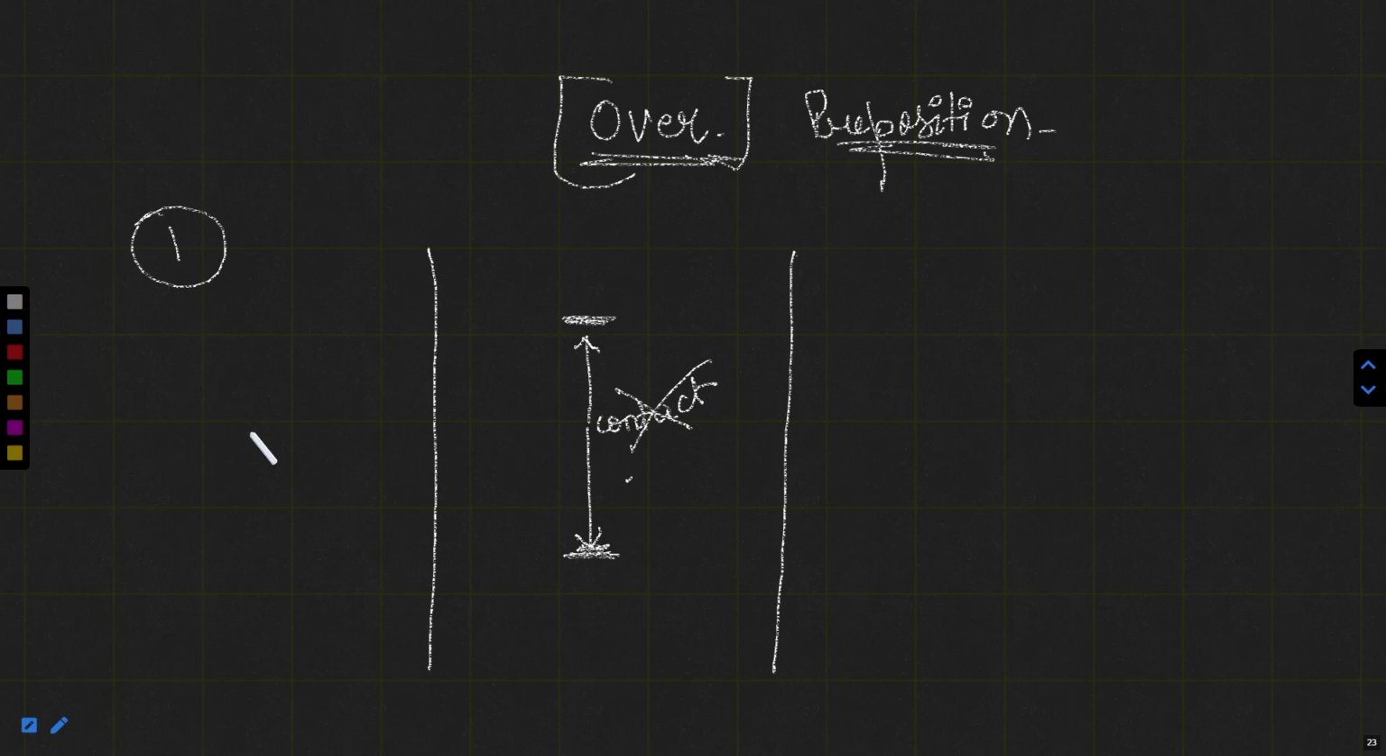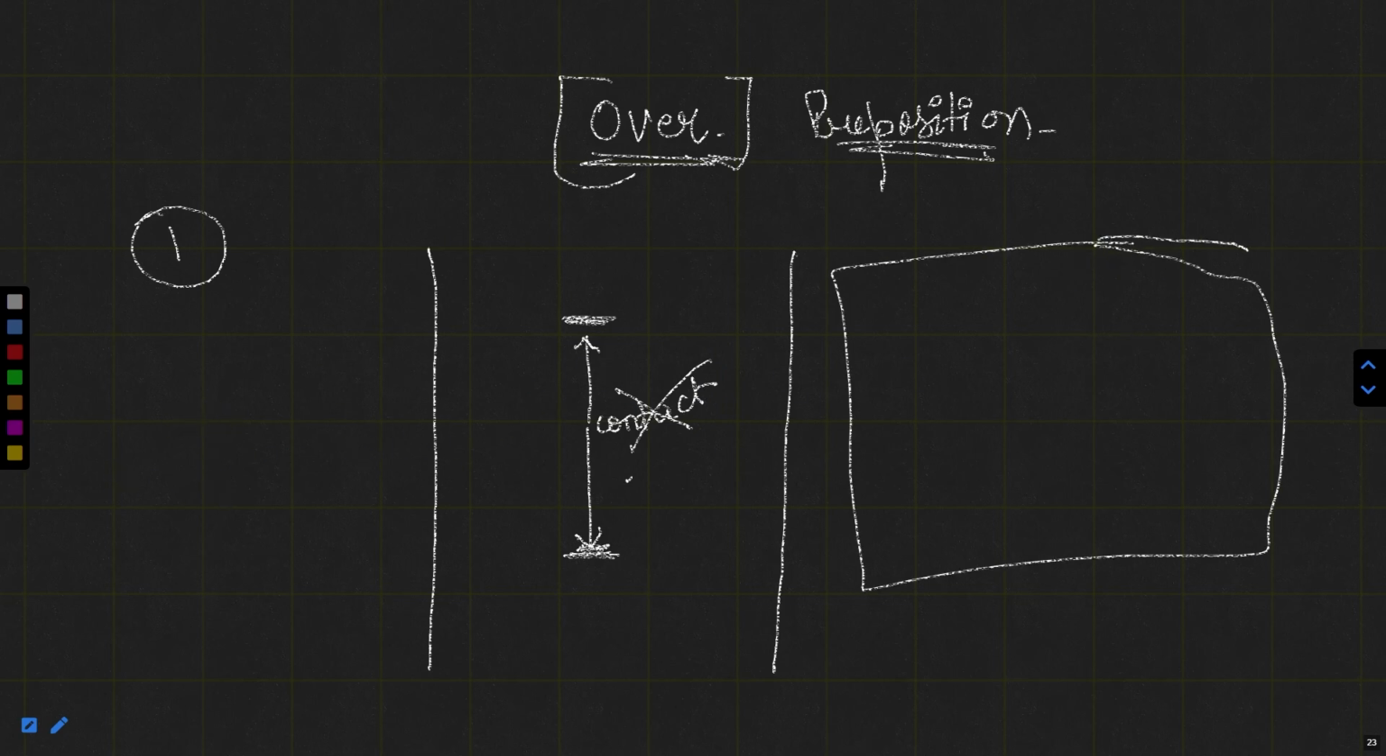For example, suppose let me make a room over here, though my drawing is not good. I'm just trying to make you understand the point clearly. Suppose a person is standing over here and a fan is above him, or the fan is over him. So this is the person and this is the fan. These two things are vertically arranged. It means the fan is just above him.